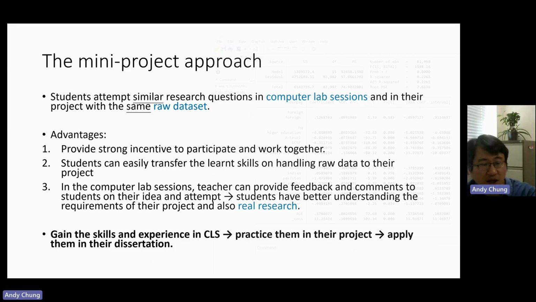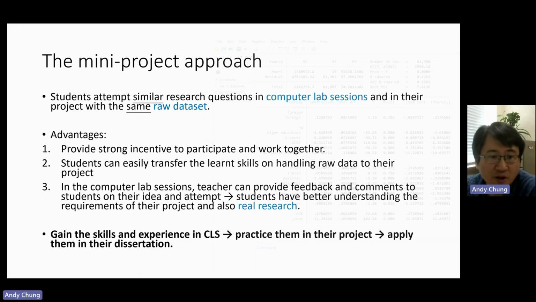The key thing is the mini project approach. What's that? Basically, I ask the students to answer a research question in the computer lab sections, and another research question in the project assessment, but with the same data set. That means in all the computer lab sections, we come together and work on a research question with the raw data set, which is the same one they have to use for their project. For the project, the research question is similar, but not the same.